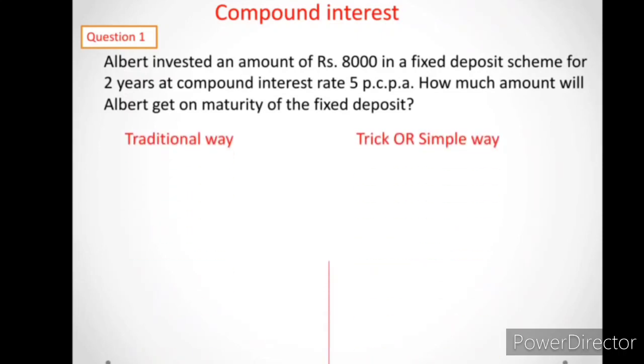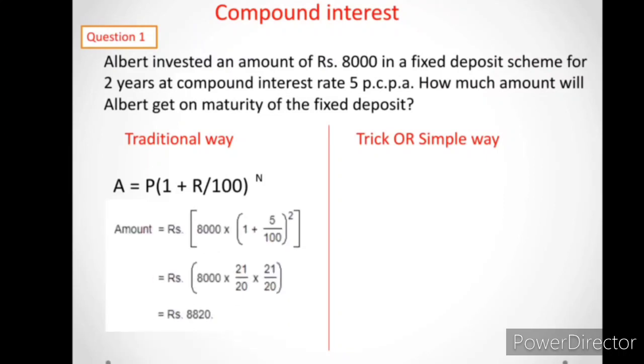Okay, let's solve the problem in the traditional way first. We know the formula: amount equals principal into 1 plus rate of interest by 100 to the power n. We have all the values, and we just need to simply substitute the values in the formula, then we will get the answer, that is 8,820. Okay, let's go to the trick part.